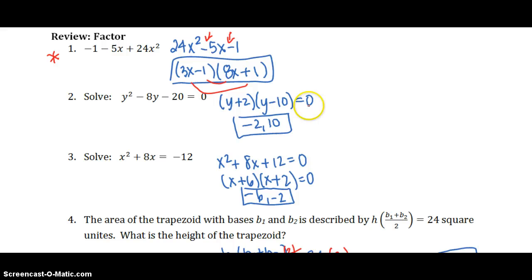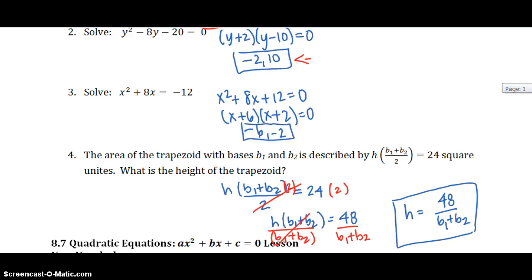The second one was fairly easy. We're solving for the roots, so we have to decide what makes each of those 0. The third one, once we brought our 12 over, we know they're the same sign, both positive. Let's go back to number 2, opposite signs, the larger number is negative.